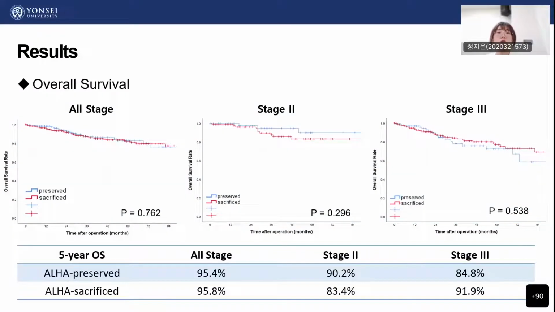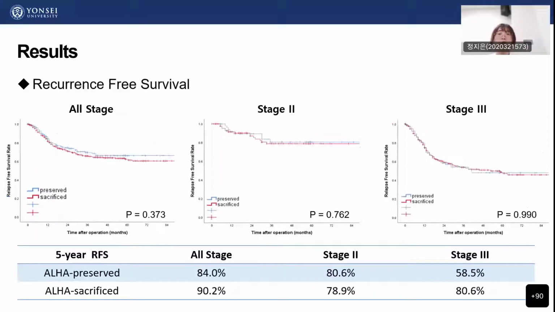The overall 5-year survival rate after surgery in the aberrant left hepatic artery preserved group was 19.4% versus 19.8% in the sacrificed group. Also, there was no significant difference when analyzed by stage. In addition, the recurrence-free survival rate showed similar results between groups.